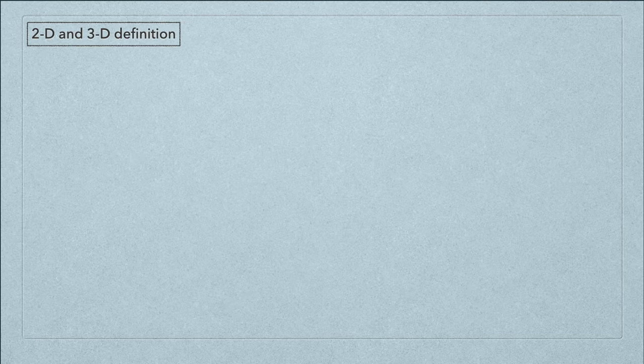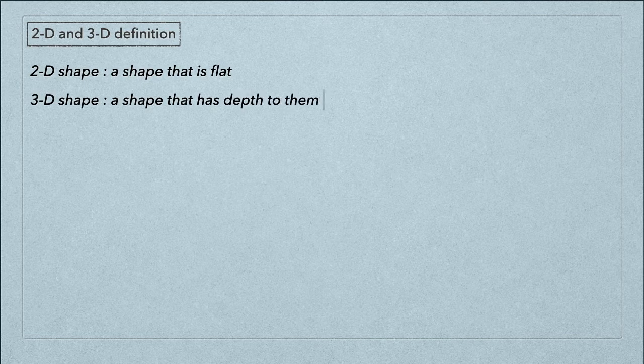We're going to start our lesson with a definition of 2D and 3D shapes. Let's see what the differences are between them. By 2D we mean a shape which is flat. About 3D shapes, we say a shape that has depth to it. So what do they mean in a picture? Imagine this circle. You could easily draw it on a piece of paper, which means it's flat.